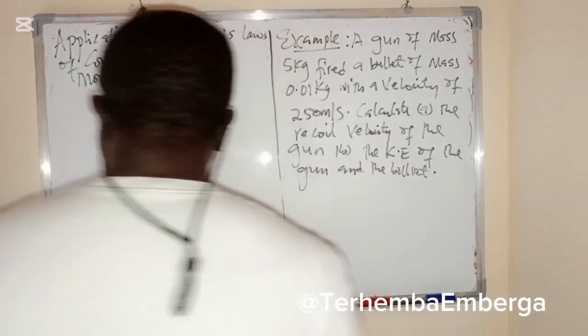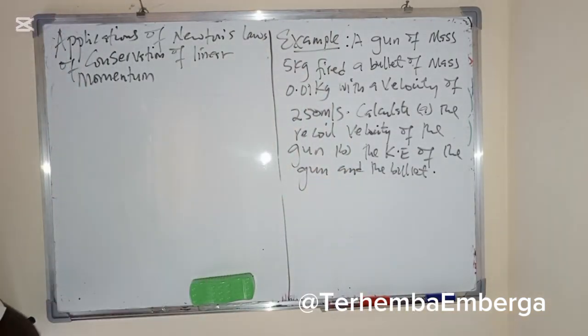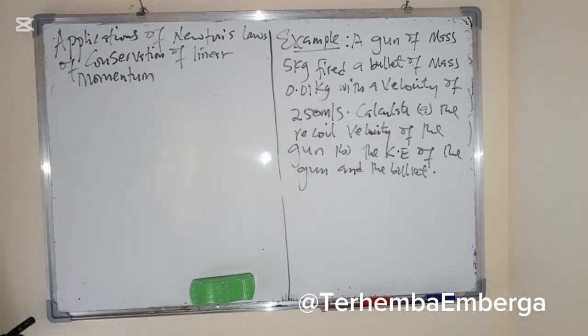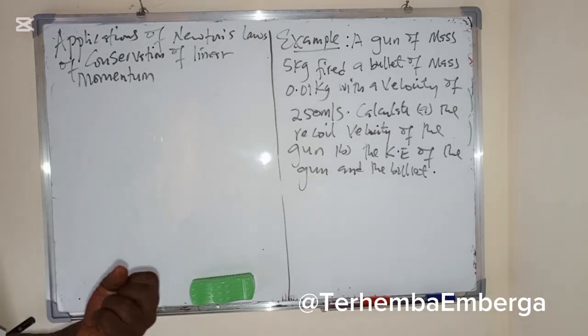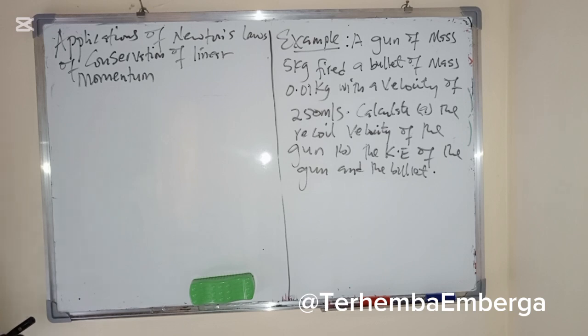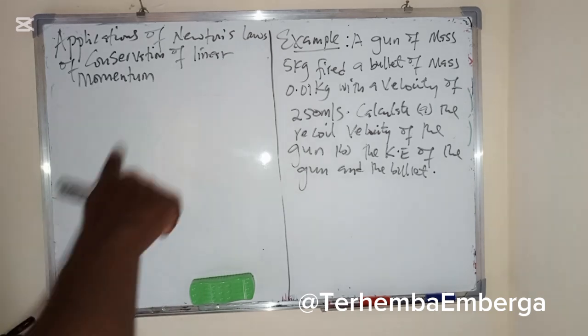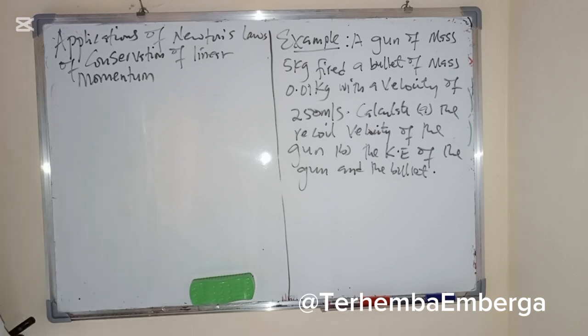So let's look at a scenario where a gun is fired. That gun has mass, it has bullets with mass, and once the bullets go out of the gun, they go with a certain velocity. And the person that fired it will experience a kind of backward force. That force is what we call the recoil force, whereby the force that has propelled the bullet is what we call the propulsive force.